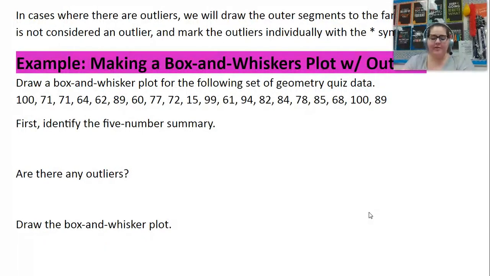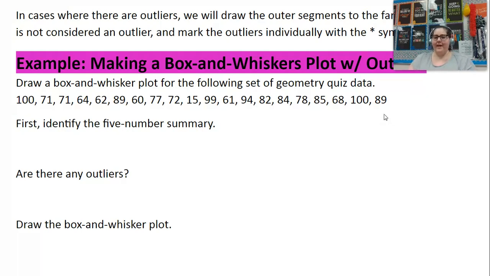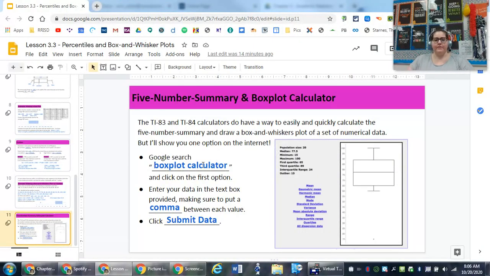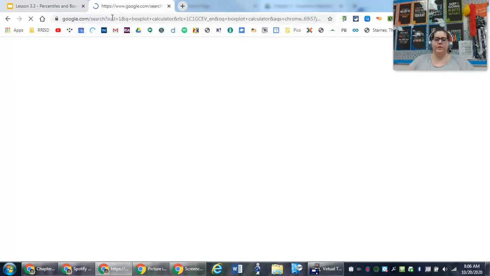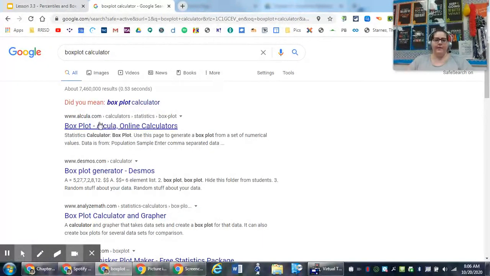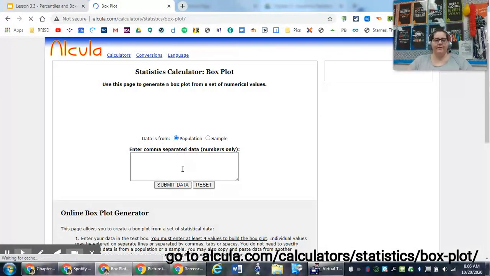So once we've determined if there's outliers, we can make our box and whisker plot show if there's actually outliers. We're going to practice this with another example, but for this, I'm going to show you how we can use our calculator or the computer to figure out our 5-number summary, which makes things faster. I'll do computer first since I think that's what most of you are using. I just had you Google search Boxplot Calculator. I'm going to pick this first one, which is this Alcula online calculator. That's the best one I found.